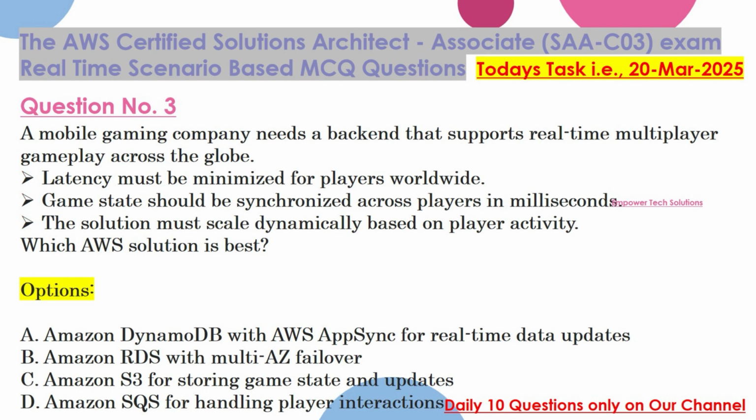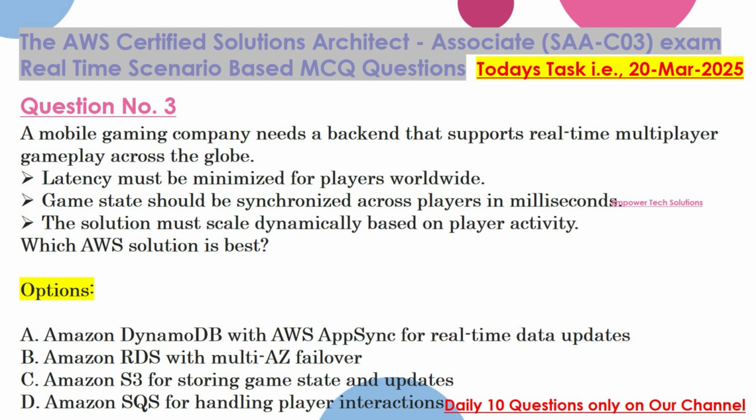Question 3. A mobile gaming company needs a backend that supports real-time multiplayer gameplay across the globe. Latency must be minimized for players worldwide. Game state should be synchronized across players in milliseconds. The solution must scale dynamically based on player activity. Which AWS solution is best?